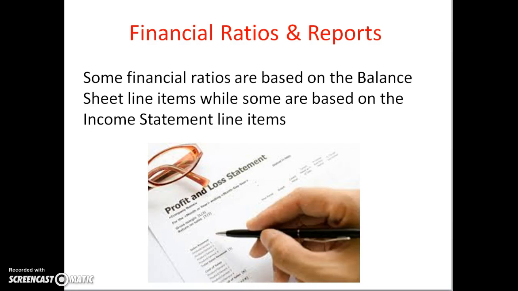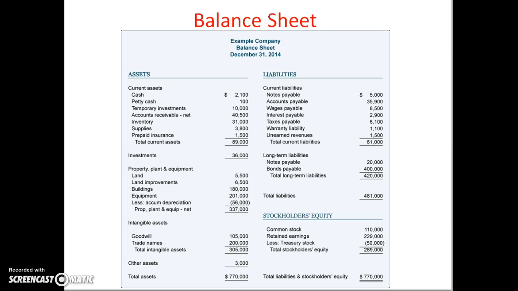Some financial ratios are based on the balance sheet line items, while others are based on income statement line items. Here is a sample balance sheet for us to take a look at, reflecting the assets, liabilities, and stockholder equity of a company with a year end of December the 31st, 2014. Let's take a look at some of their ratios.